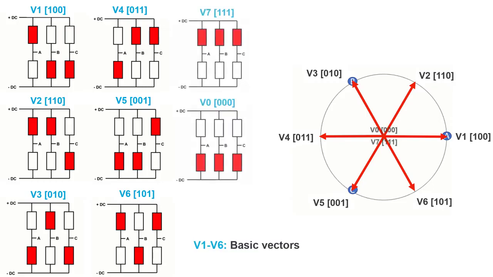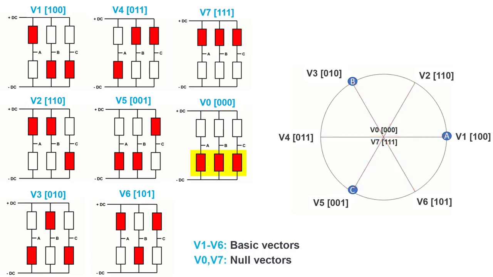And the remaining two configurations give us 0 or null vectors, which occur when either all the upper or all the lower switches are closed simultaneously. Since in this case no current is flowing through the phases, no voltage is generated, and the resulting space vectors are null vectors shown on the origin.